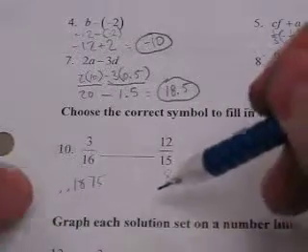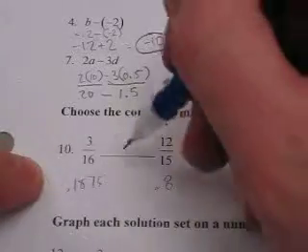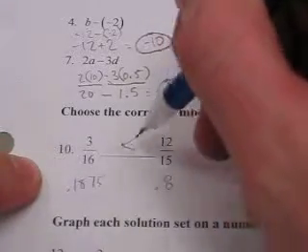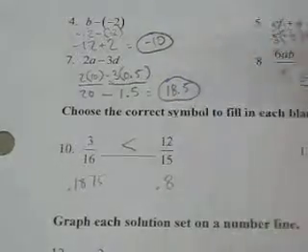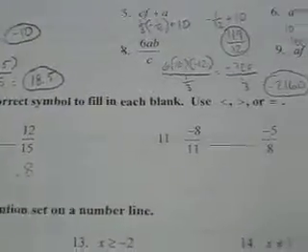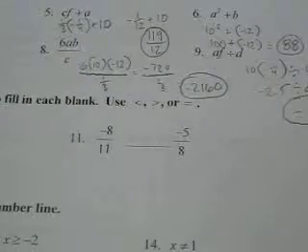and then it should be very easy to see that 0.8 is bigger than 0.1, so our sign is going to open up toward the 12/15. So 3/16 is less than 12/15. Number 11, we need to think about along the same lines.